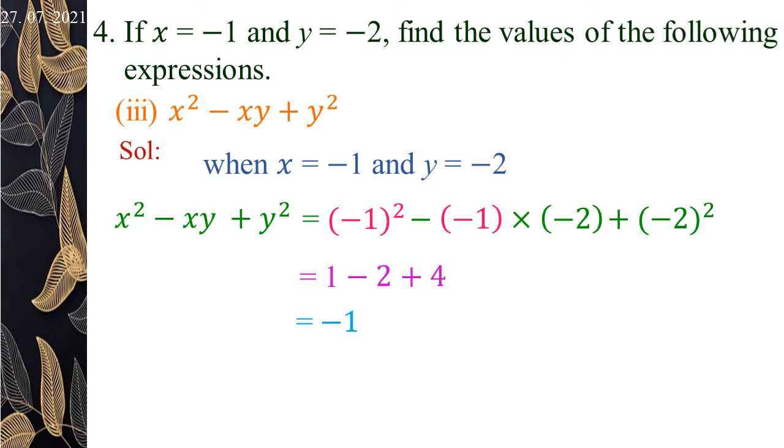1 minus 2, different sign. Different sign means subtract and take the sign of the greater number. We get minus 1, and take the third value 4. We get minus 1 plus 4. Here also different sign. We get 3. Answer is 3.